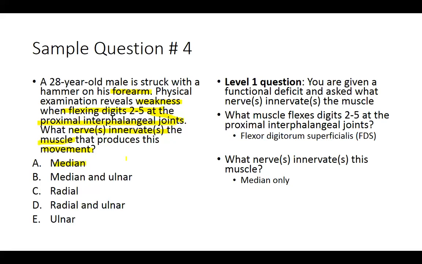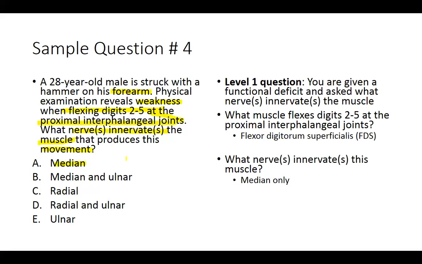What I did was I looked at the question itself. What nerve or nerves innervates the muscle? That means I have possibly more than one nerve, right? And if you look at the answer choices, you can see that. I go to my stem and I start looking for clues. I saw that the forearm was injured. I saw that the actual deficit was weakness when flexing the digits 2 through 5 at the proximal interphalangeal joints. So that gives me a clue what muscle is the problem. And then I have to remember one step further, if that's the muscle, what nerve or nerves innervate it?